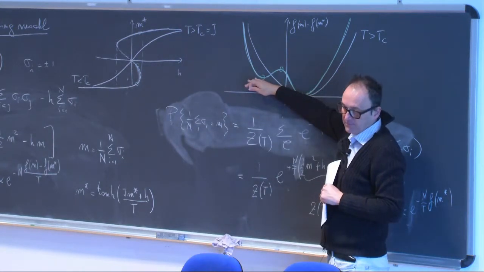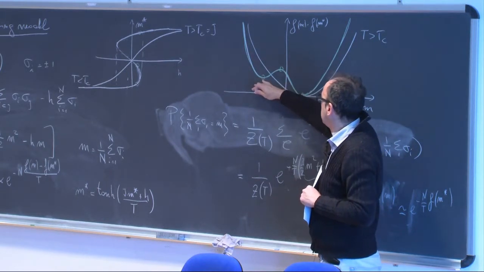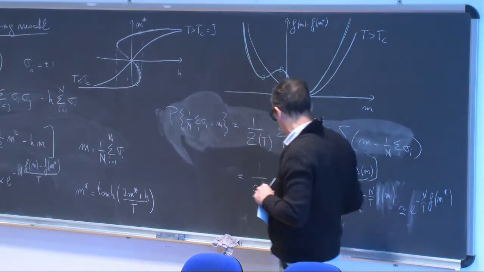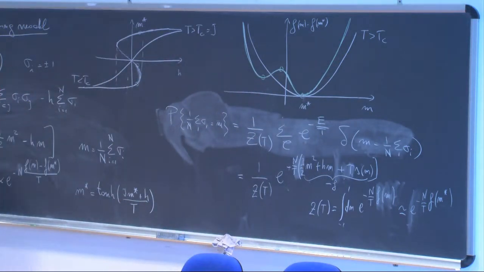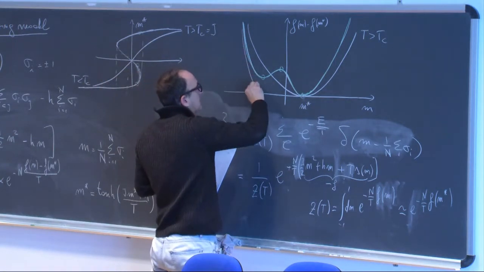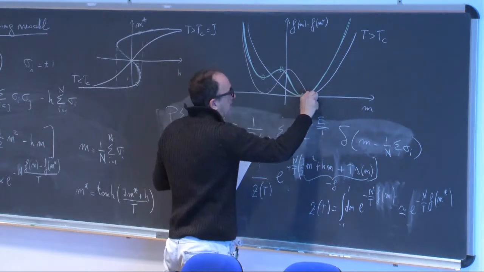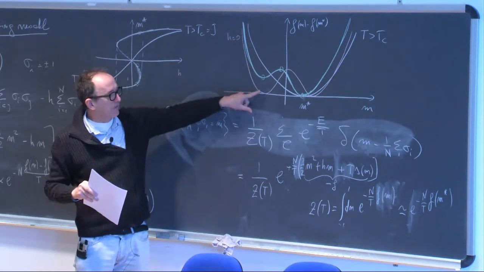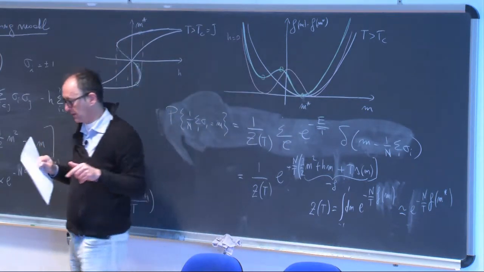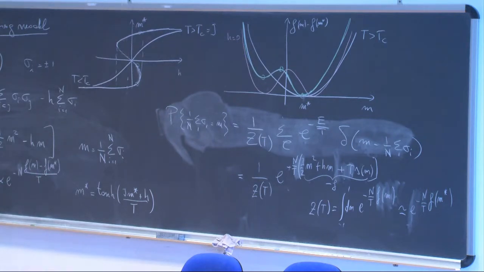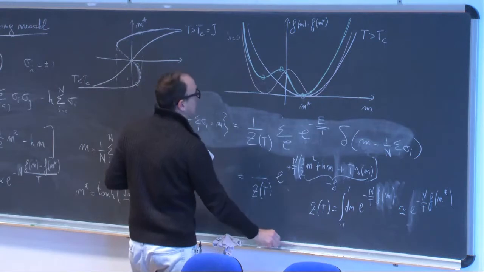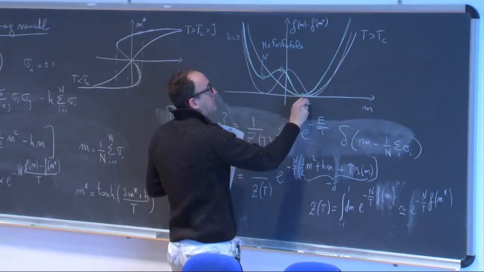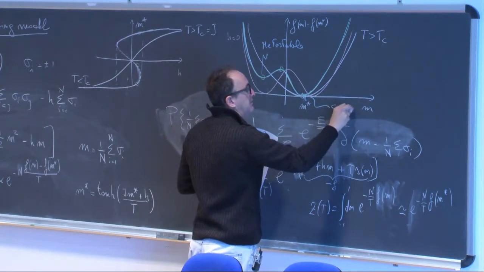As you change H, these two minima get tilted. If you are at H equal to zero, you are in a situation where these two things are symmetric. So this will be H equal zero. And if you go to negative H, this minimum will be at zero, and this other minimum will be up. So one of these two states is a metastable state, and the other one is the stable state.